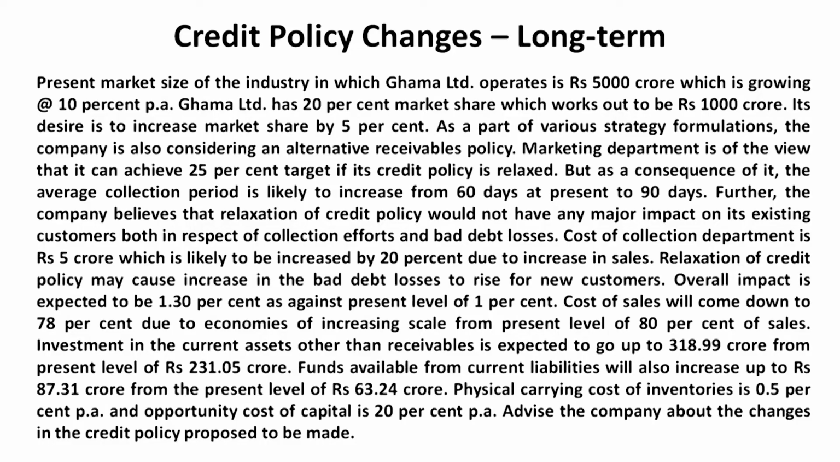But as a consequence of it, the average collection period is likely to increase from 60 days at present. They are selling at present with a 60 days credit period, currently giving 2 months credit, and now they want to increase it from 60 days to 90 days, that is, from 2 months to 3 months.